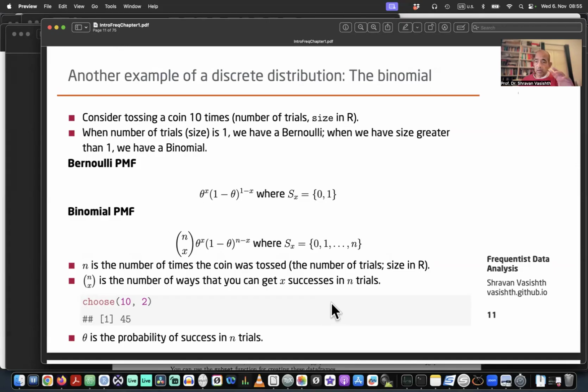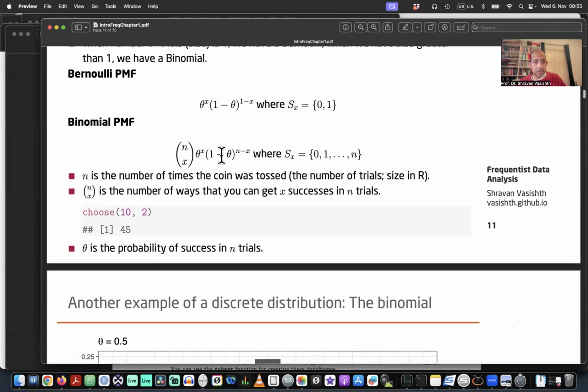Okay, so now I want you to consider a situation where we toss the coin 10 times instead of once. The way we will do this is that, of course, each of those 10 coin tosses is a Bernoulli process. I showed you the probability mass function of the Bernoulli process, but now we are talking about 10 coin tosses. And for 10 coin tosses, we can define another random variable that is closely related to the Bernoulli, called the binomial distribution.